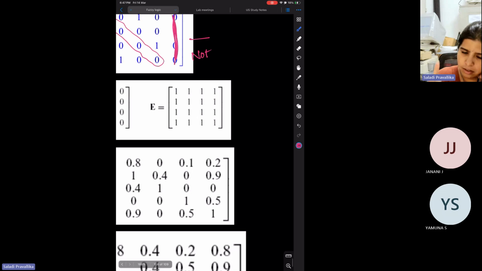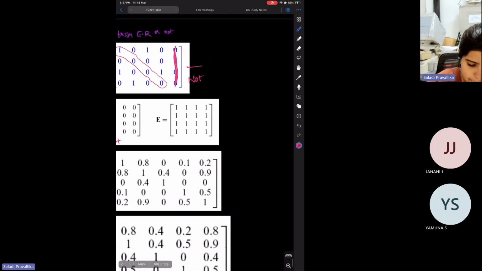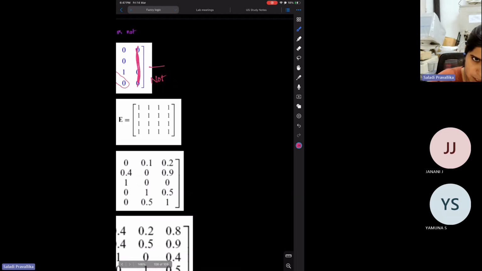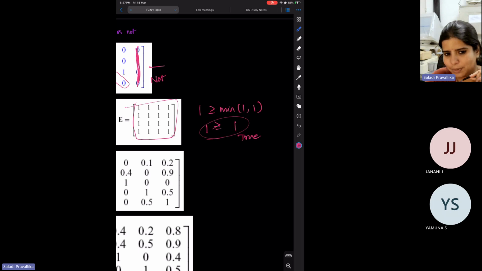E is satisfying the first two conditions, reflexivity and symmetry. Now we have to see for lambda 1, lambda 2, lambda 3. Since all the values are the same, no matter what you take, it is going to be 1 greater than or equal to the minimum of 1 comma 1, which is 1 greater than or equal to 1, and that is true because both are equal. So this is in fact an FER, fuzzy equivalence relation.